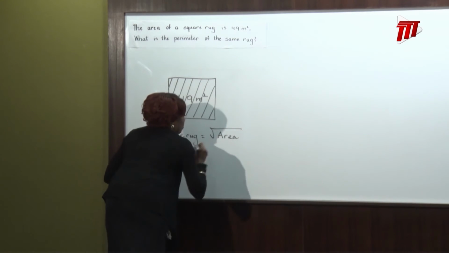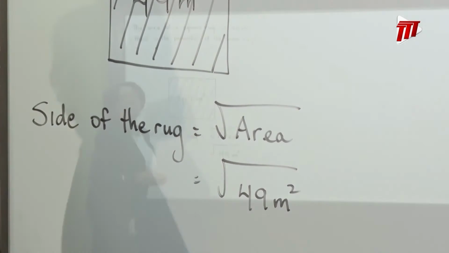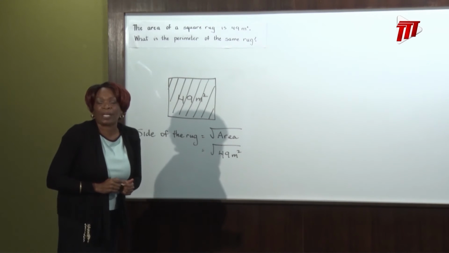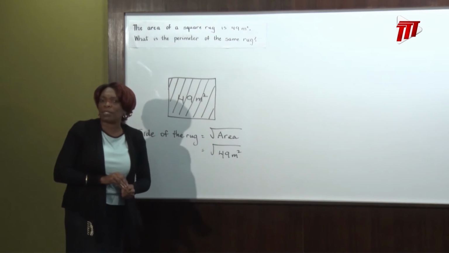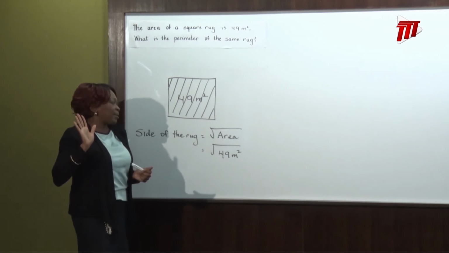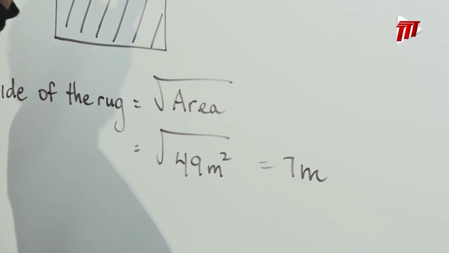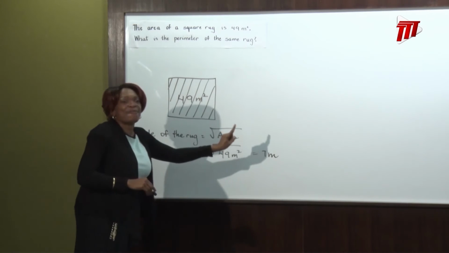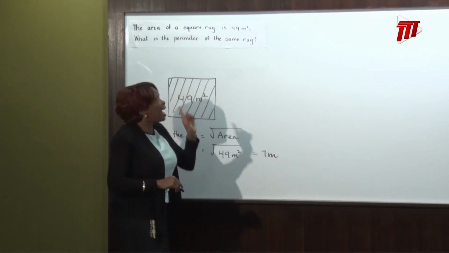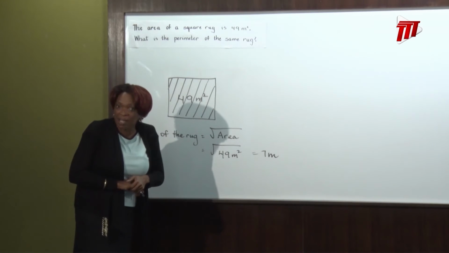What unit are we going to put here? 49 meters squared. So you're going to find the square root of 49 meters squared. I know somebody has the answer already. What is the square root of 49 meters squared? I know somebody gave me the answer. So it is 7 meters. Are you seeing it? Because the area is meters squared. Wonderful. So if the side of the rug is 7 meters, can we now find the perimeter of the same rug?